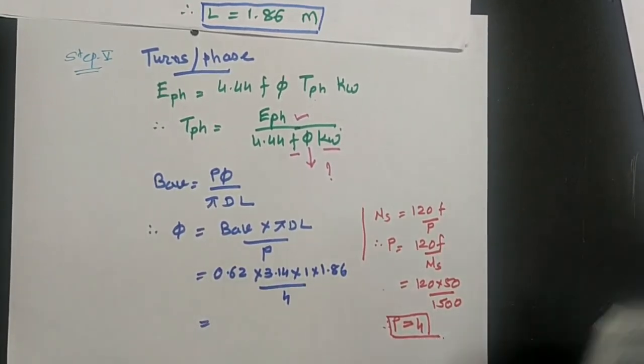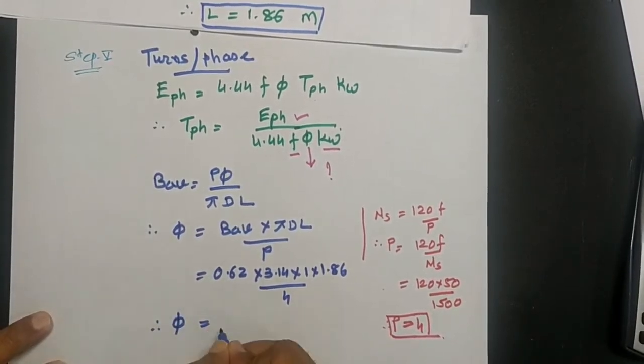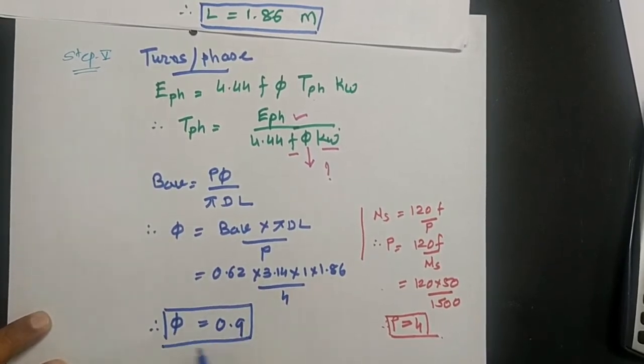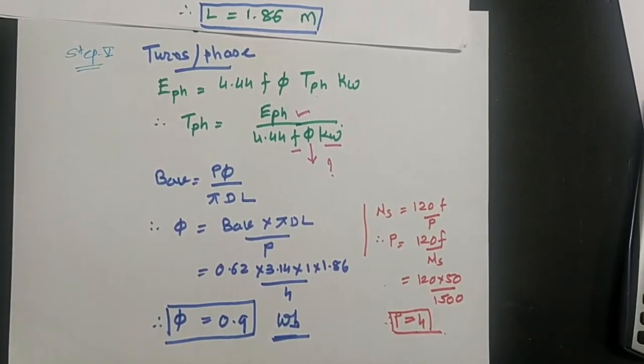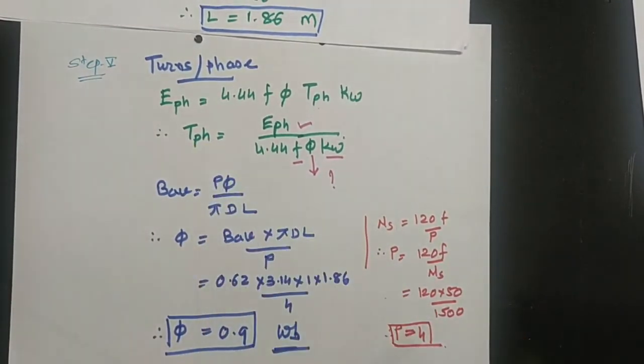So B AV, that is 0.62 multiplied by 3.14 multiplied by 1 multiplied by 1.86 and divided by 4. So it comes to 0.90. So our flux phi comes to 0.9, and that is in Weber.